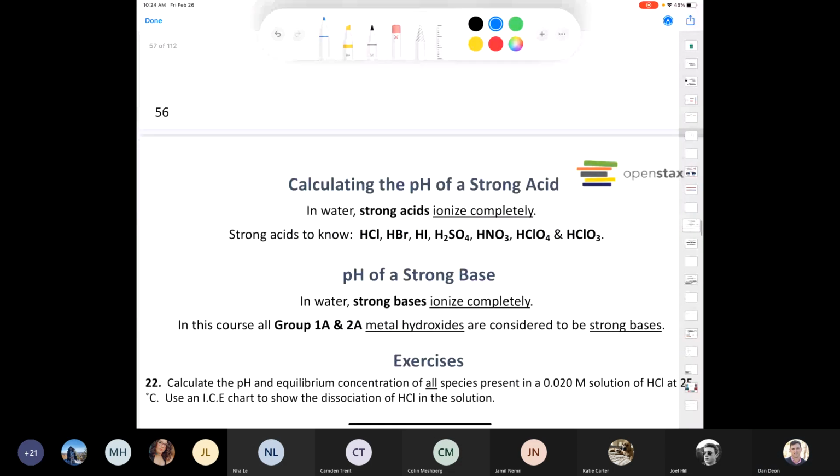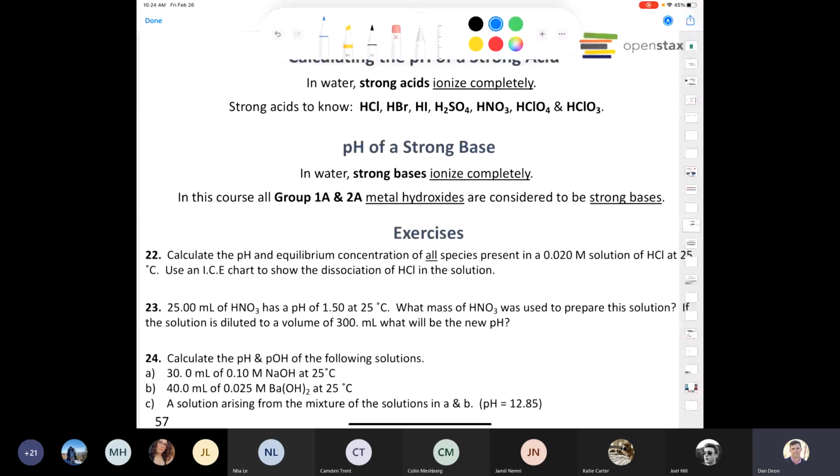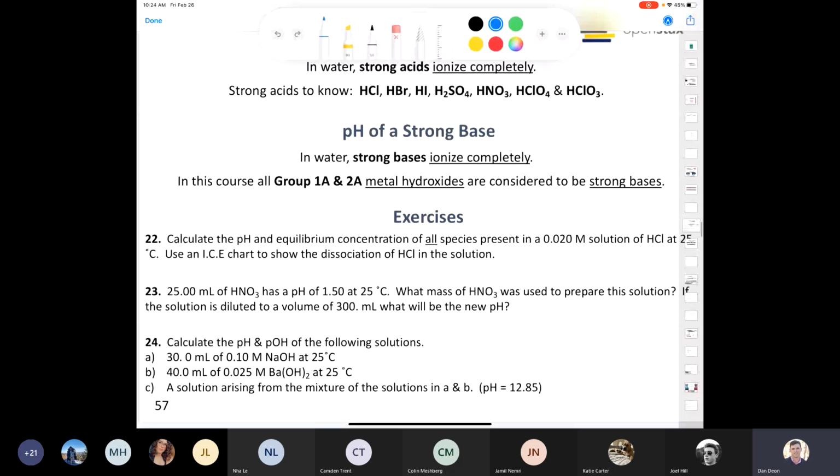So, again, I'm repeating myself. Strong acids ionize completely. Here are the strong acids. Again, I've got to double check our book about chloric acid. I'll come back to you with that on Monday. And then we went over the strong bases. So with all of that information in mind, now we're going to tackle these three problems, 22, 23, 24.